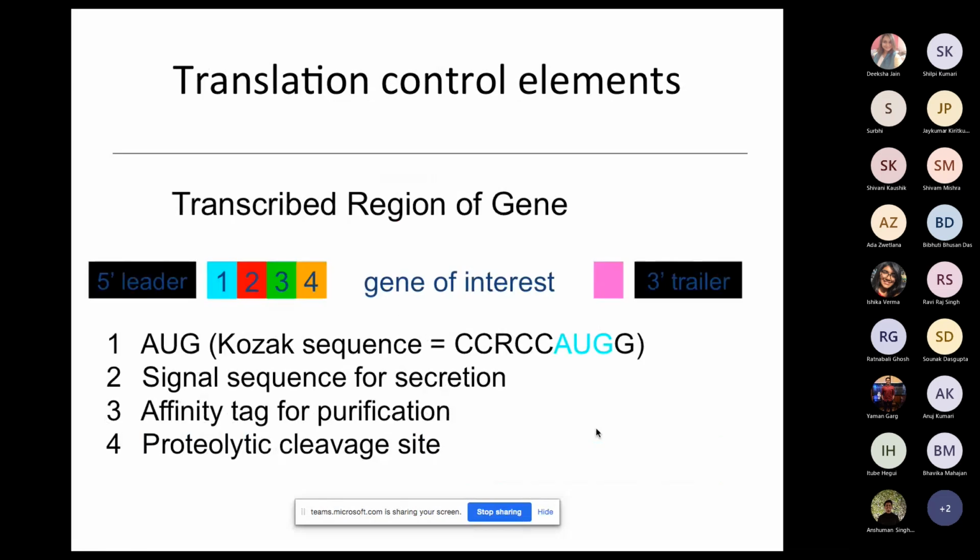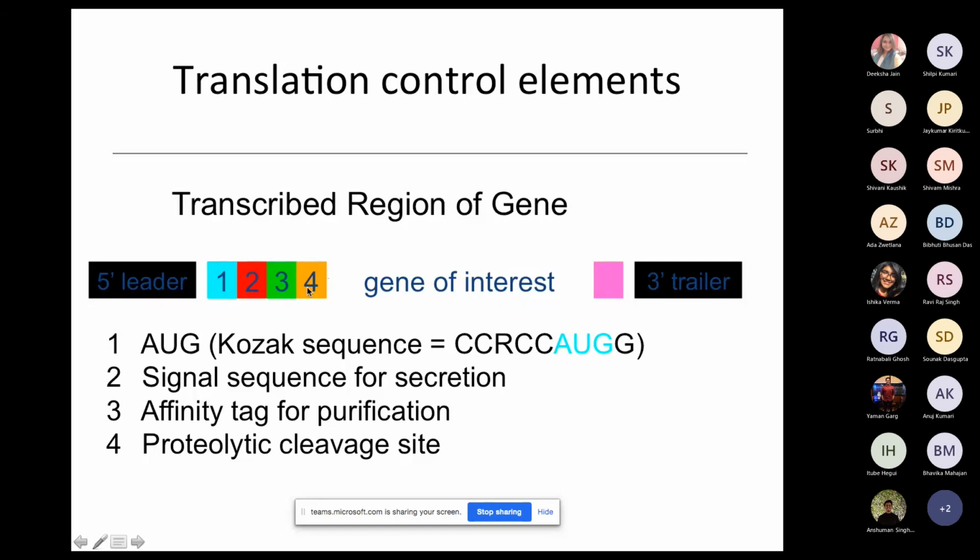So this is just showing the sequence. First we have this 5' leader sequence, then you have this Kozak sequence which has the AUG, and then you have your signal sequence which can be used for secretion, etc. Then you can have your affinity tag, and after that you will have your proteolytic cleavage site, and then you will have your gene of interest.